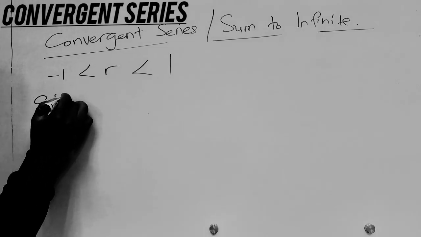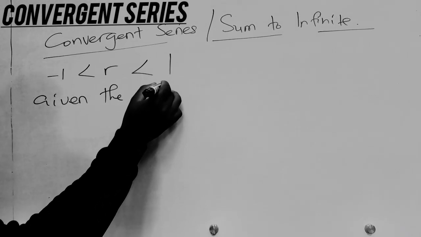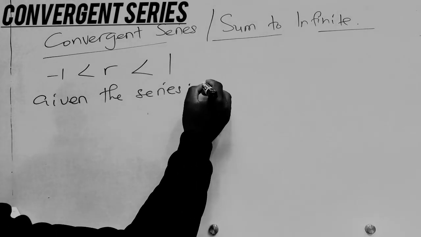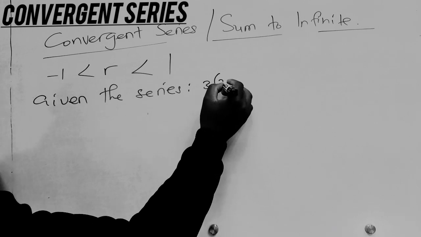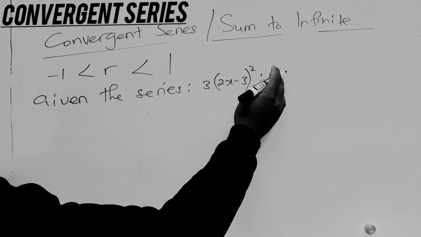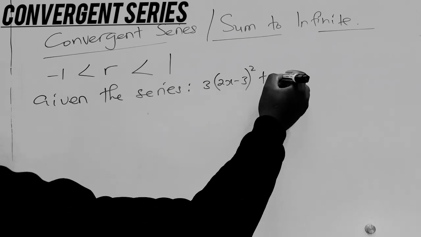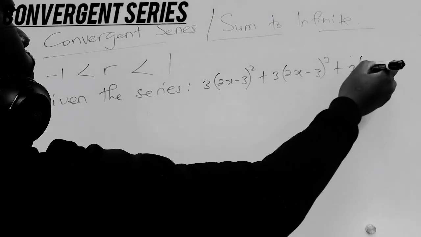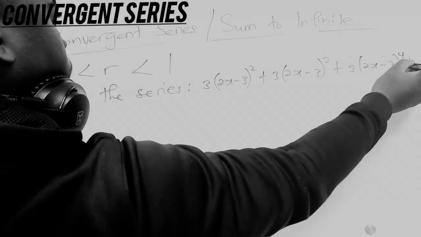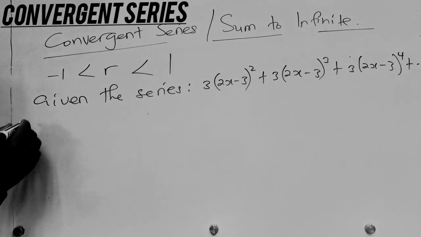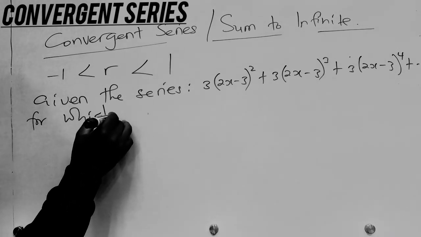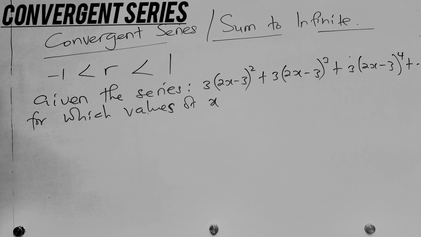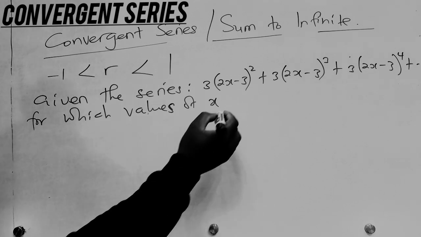Given the series 3(2x - 3)^2 + ... and it says, for which values of x will the series converge.